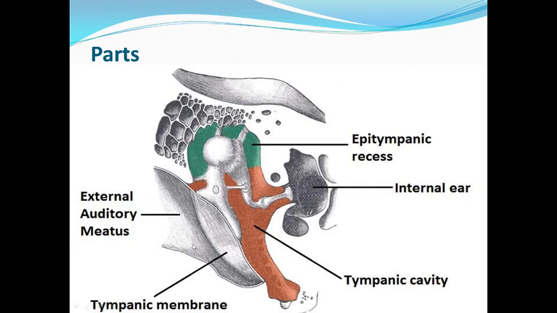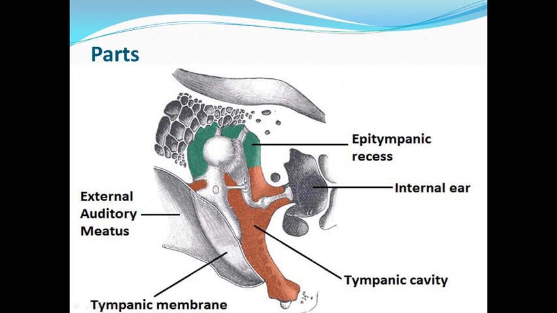This is the tympanic membrane, you can see in this figure. Just opposite to this tympanic membrane, the area of the tympanic cavity is called the tympanic cavity proper. It is written here as tympanic cavity, but it should be tympanic cavity proper.